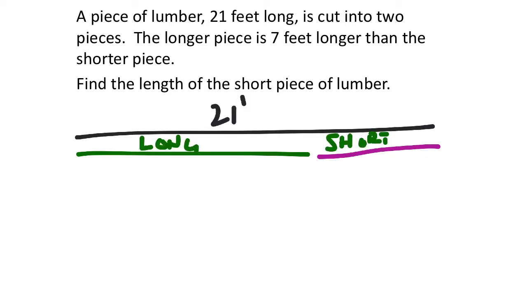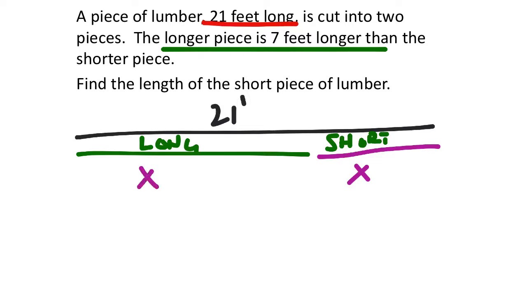Now, here are my two conditions. I know that my total amount of lumber should be 21 feet long. We're not taking into account how much is taken off by the saw. If you want to be that technical, that's a little more complicated than we want to be right now. And then it says the longer piece is 7 feet longer than the shorter piece. For the short piece, I don't know how long it is. It's just x. So the long piece is 7 feet longer than that. So it's the short piece, but 7 feet more.